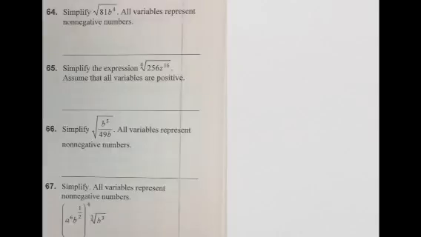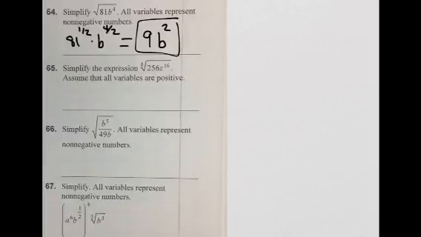Alright, so for 64, it's the square root of 81b to the fourth. So you can write it like this. You can write it as 81 to the 1/2 times b to the 4 over 2. And so 81 to the 1/2, the square root of 81, is 9. And b to the 4 over 2 is b squared. And that's all.